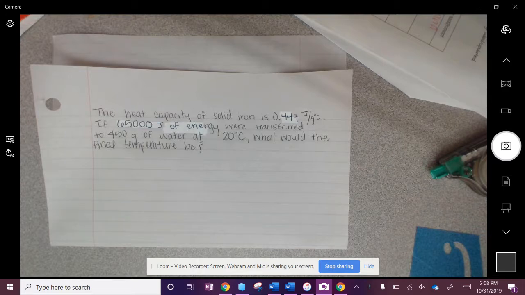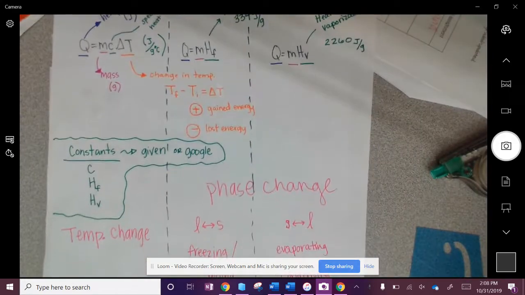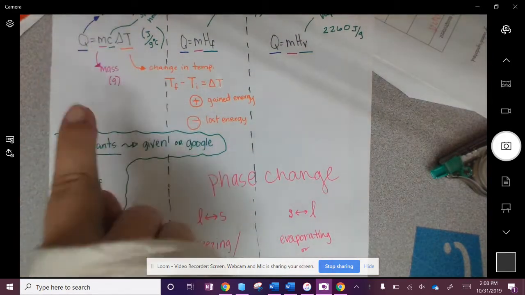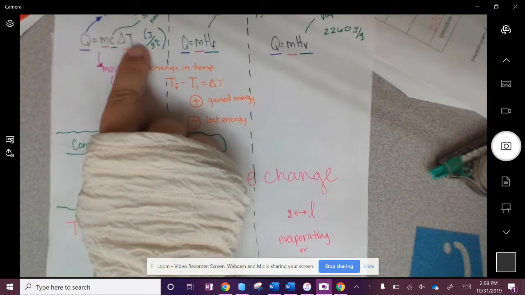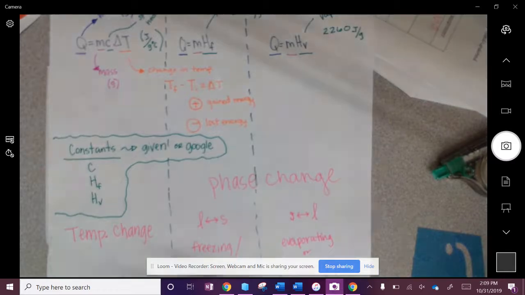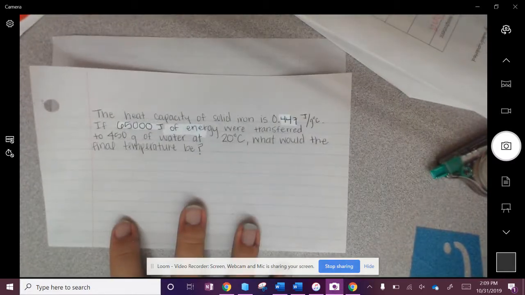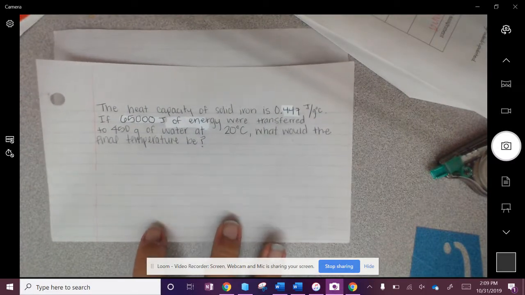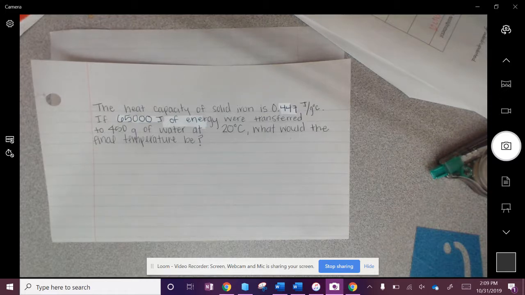So let me get my highlighters here, wherever they are. There they are. So the first thing we need to do anytime we're doing a calculation is to decide which formula to use. And hopefully you remember from our other notes that if we are seeing a change in temperature, we use mcAT. A phase change is going to be HF or HV. So I'm going to read this question here, and if you want to pause the video and write the question down so you can work at the same time, you can feel free to do that.